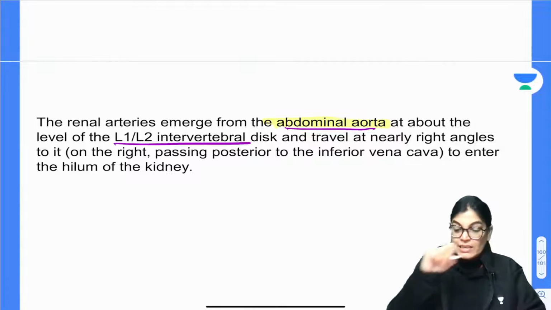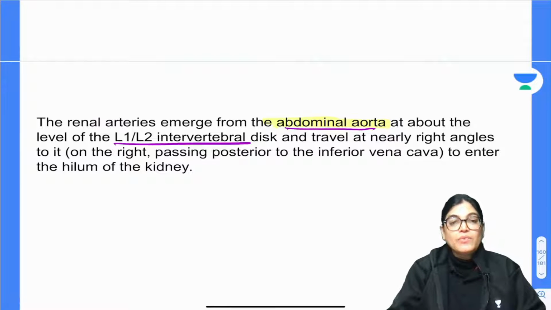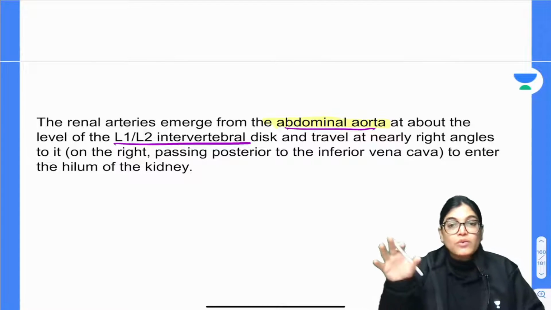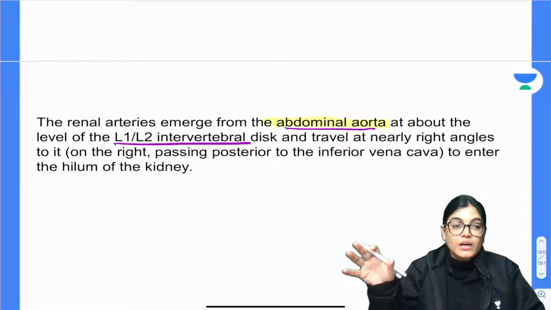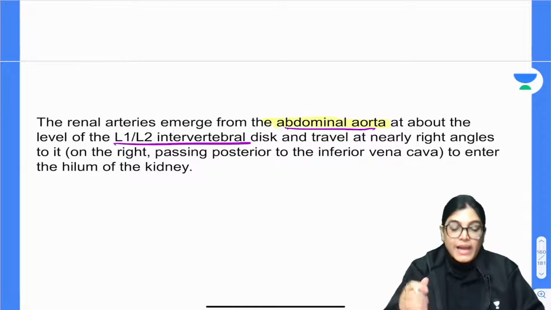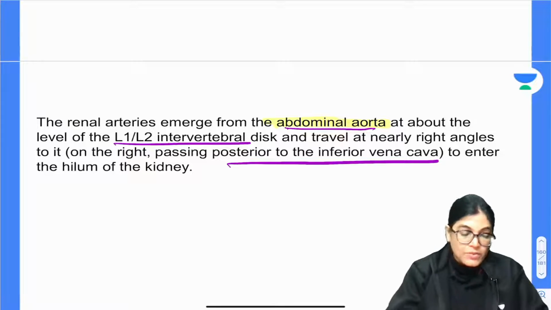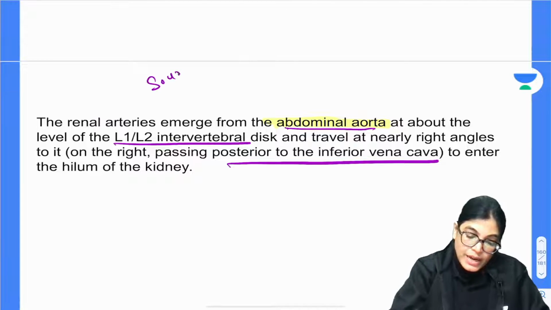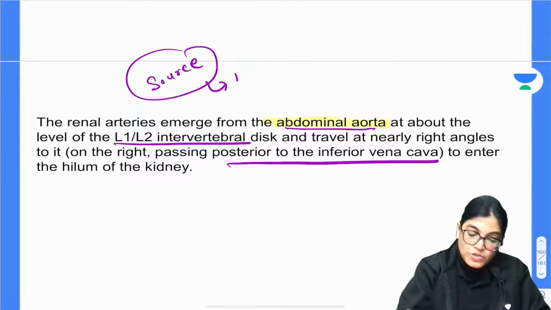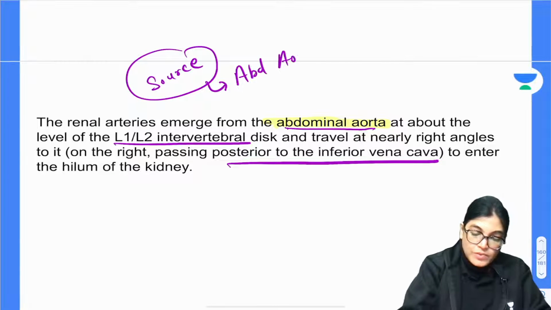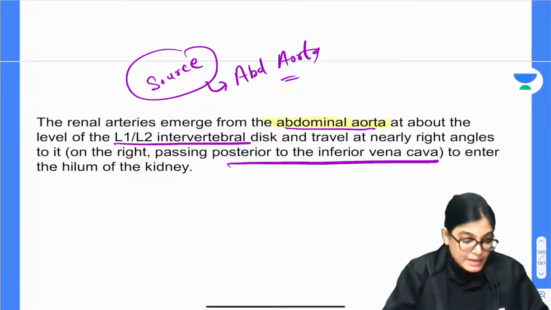So where is the renal artery emerging? Exactly at the level of the L1 or L2 intervertebral disc, and they traverse at right angles and go towards the hilum of the kidney. On the right side they pass posterior to the inferior vena cava. So since the source of the renal artery is the abdominal aorta, we pick abdominal aorta as the right answer.